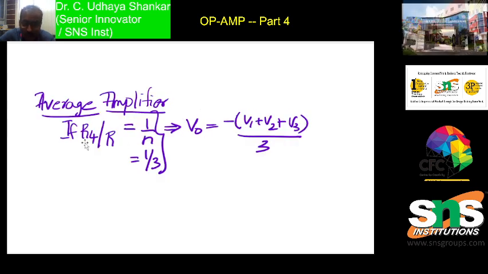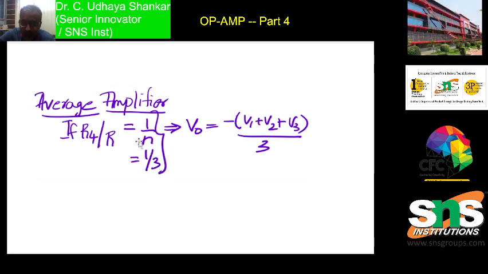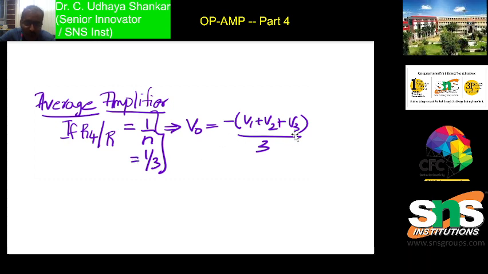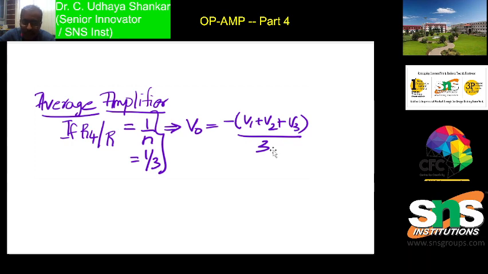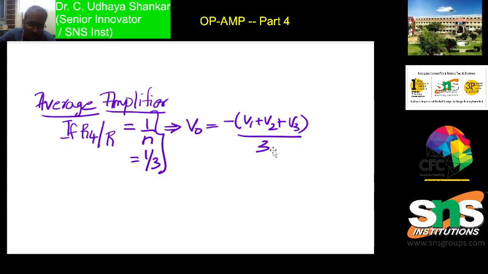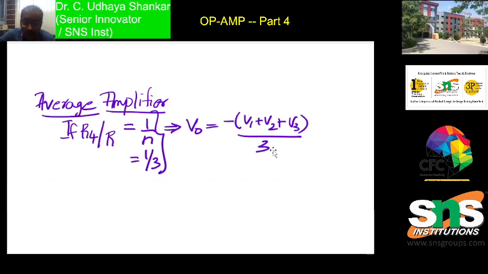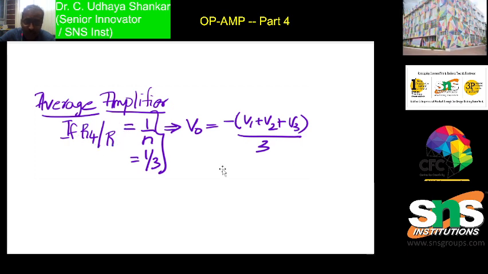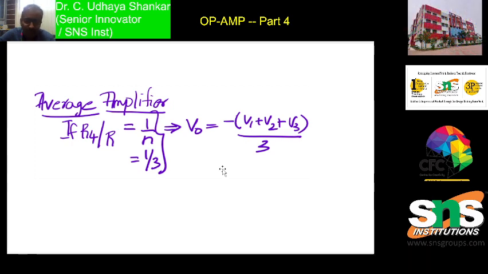So you can see that R4 by R equals 1 by N. That is 1 by 3. How many branches are there? If there are n branches, you have to put 1 by n. If there are 4 branches, you have to put 1 by 4. Since there are only 3 branches, I am putting 1 by 3. So then the output voltage will be equal to minus of V1 plus V2 plus V3 whole divided by 3. So from this we can understand that we will get the average of all the 3 inputs. So the same summing amplifier can be made to act as an average amplifier by varying the value of the resistance, that is R4 by R. So this is the theory and working of the summing amplifier and the average amplifier.